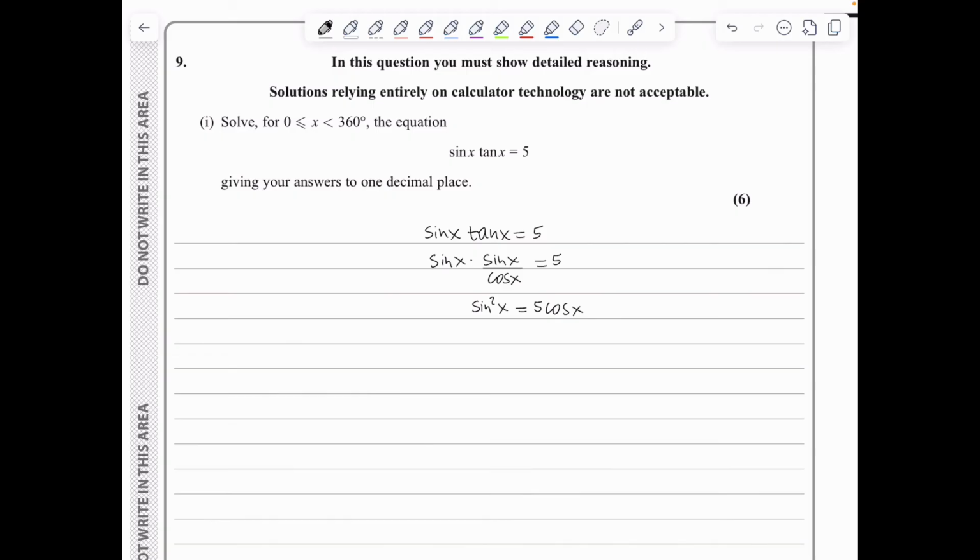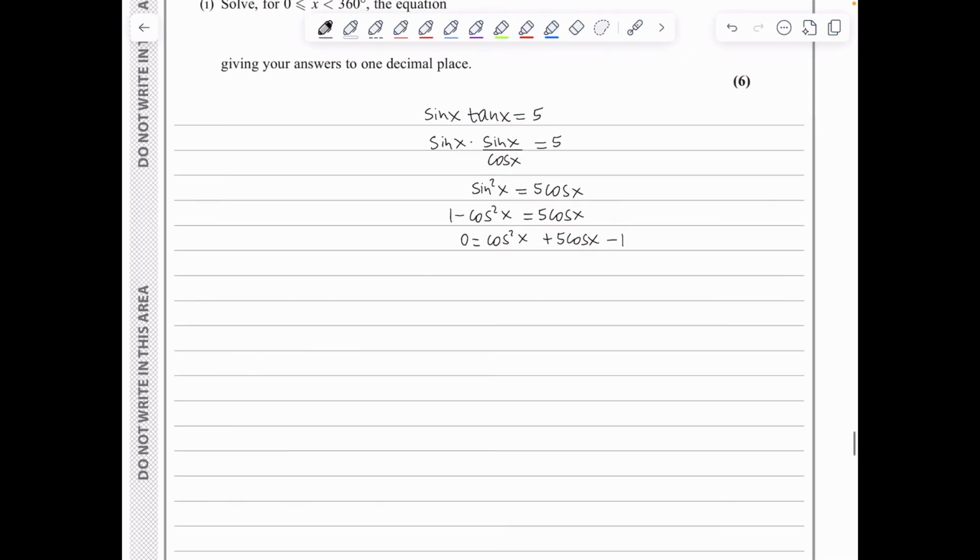And we know that sine squared plus cos squared is 1. So on the left-hand side, we've got 1 minus cos squared x is equal to 5 cos x. And if I collect everything on the right-hand side, we get that 0 is cos squared x plus 5 cos x minus 1. So we're looking at a quadratic in cos. I can proceed with the quadratic formula. So we've got that cos of x is equal to minus 5 plus minus the square root of 5 squared minus 4 times 1 times negative 1, over 2 times 1.